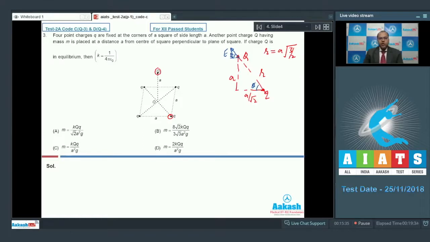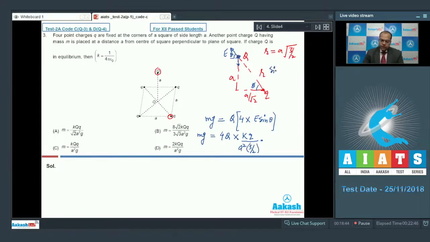So if charge capital Q is in equilibrium, then we can say that the gravitational force acting on this charge Q in this direction, that is mg, must be balanced by the net electrostatic force acting on the charge capital Q. So that is equal to capital Q into the net electric field at that point in vertically upward direction. So that is equal to 4 times E sin theta. So on substituting the value of E, we can write mg is equal to 4q into the electric field at the location of capital Q due to small q charge. That is capital Q into small q divided by r square. So it can be written as a square into 3 by 2 into sin theta.